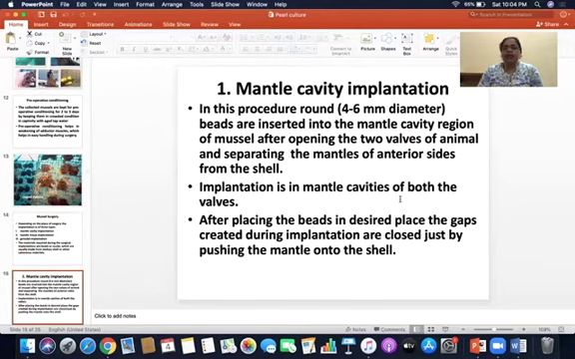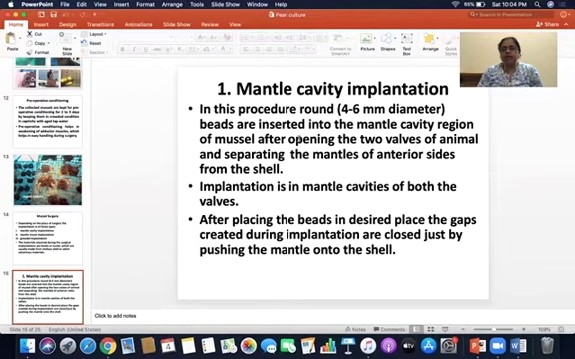Let us look at each implantation method one by one. The first one is known as mantle cavity implantation. Now, the mantle is an external fold of skin that is secreted by the muscles. The space between the body of the mussel and the mantle is known as the mantle cavity, and here is where the implantation will take place.